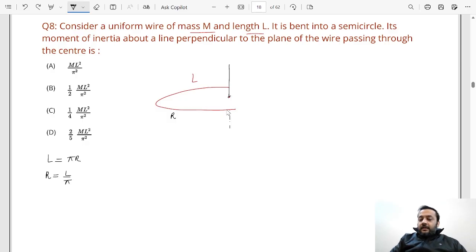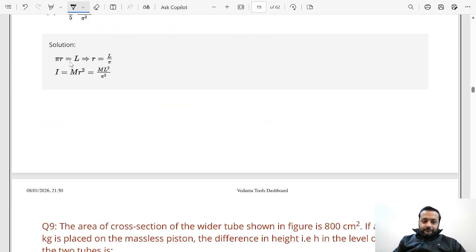If you imagine this semi ring as a collection of particles, each particle will be at a distance of r. Hence, the entire mass is at a distance of r from the axis. So moment of inertia can be simply written as mr square. And r is what? L by pi. So this will become ml square by pi square. So option A will be the correct answer for this question. I hope you would have understood.